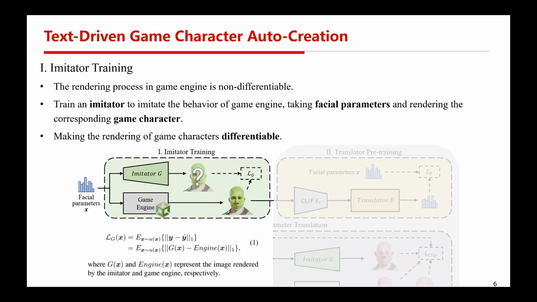The first stage of our method is to train an imitator to imitate the behavior of the game engine. The motivation is that the game character rendering process of the game engine is non-differentiable, which cannot provide gradient information for our method to use. So we pre-train an imitator to imitate the behavior of the game engine and make the rendering process differentiable.